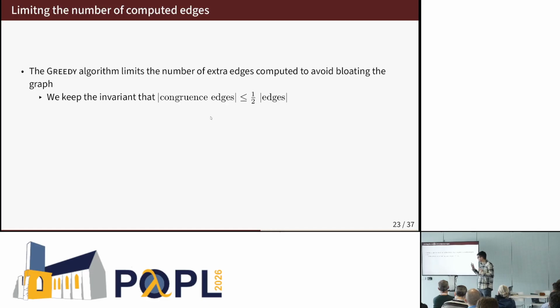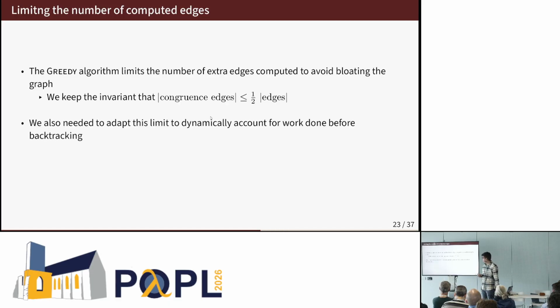By default, the greedy algorithm limits the number of edges such that at any point in the graph, the total number of congruence edges is less than half of all edges. However, this is not enough for SMT solvers, because an issue we had, for instance, is when at a certain point the solver adds an equality and then creates a bunch of congruence edges and then backtracks, and then adds another equality and then creates a bunch of edges and backtracks again.